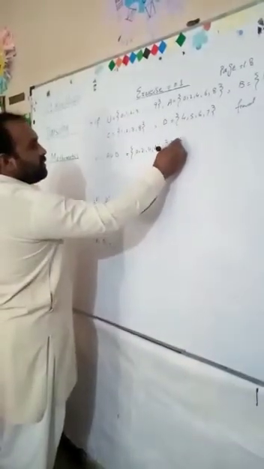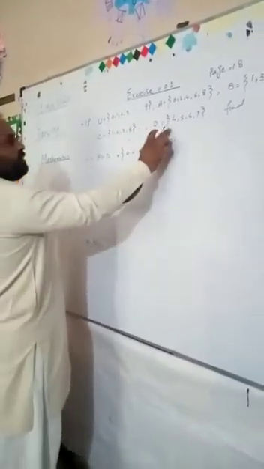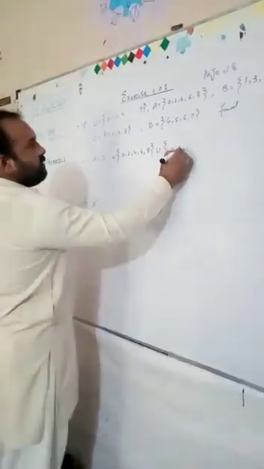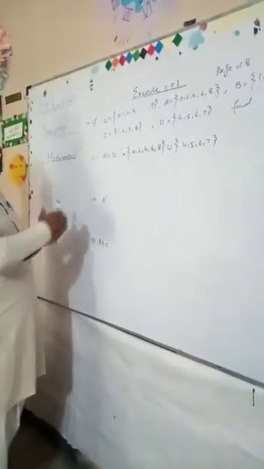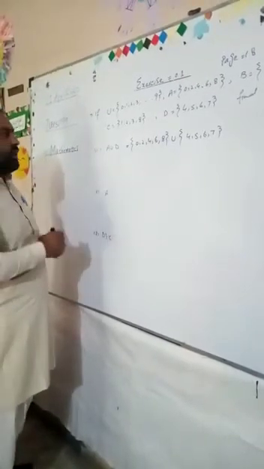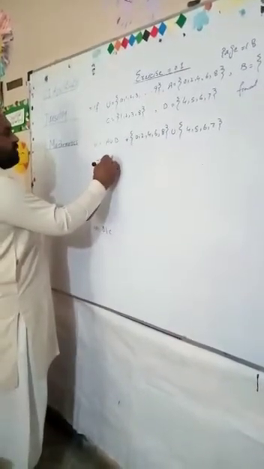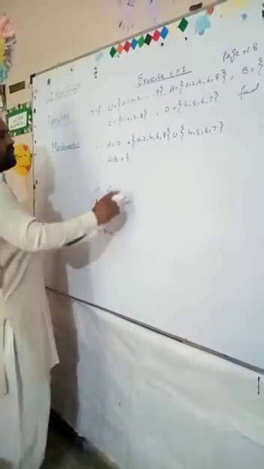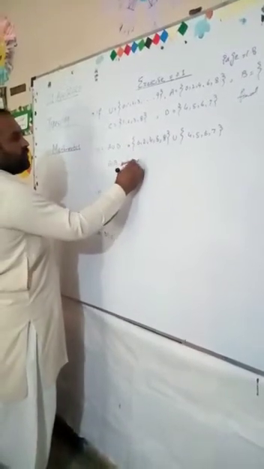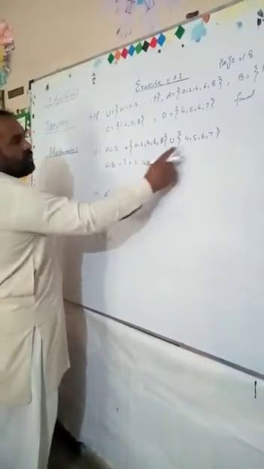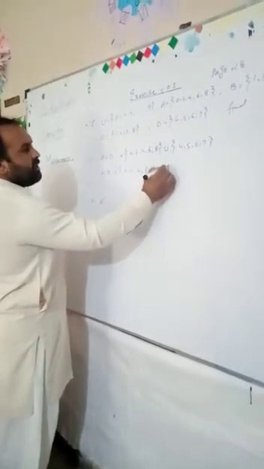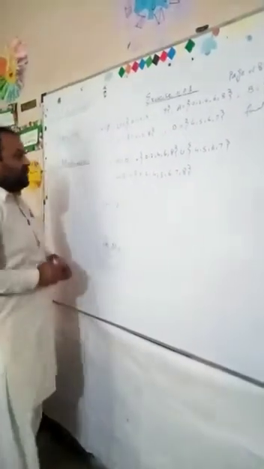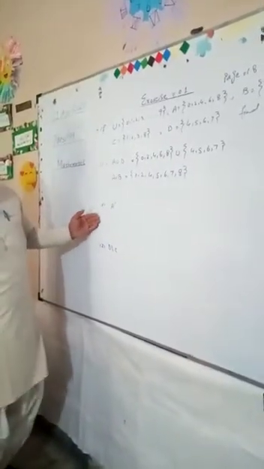Union D set: 4, 5, 6, 7. You know that union means all the elements of two sets. Write all the elements of the two sets. This is the answer: 0, 2, 4, then 5, 6, 7 and 8. This is the answer.